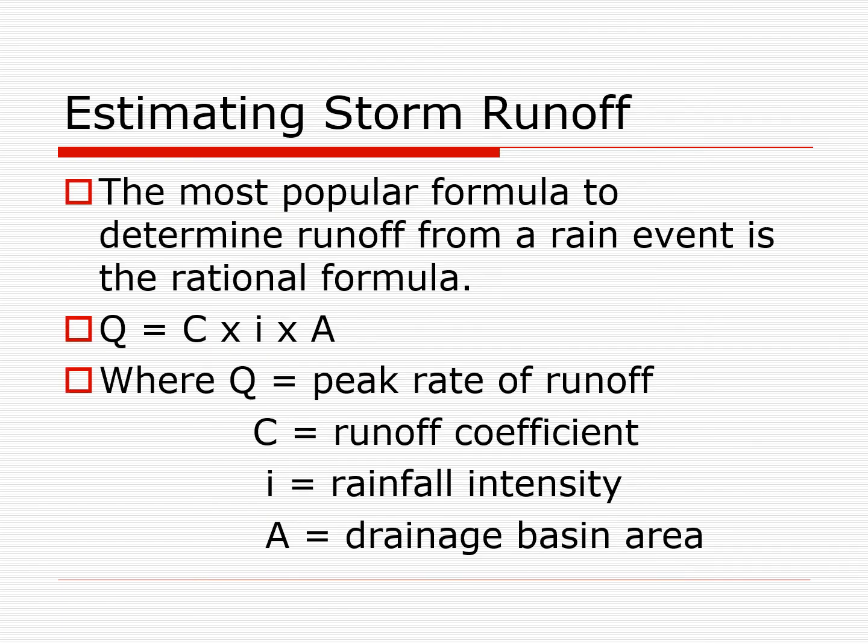So to estimate the amount of storm runoff, the most popular formula is something called the rational formula. And the rational formula is given by Q is equal to C times I times A. So Q is the peak rate of runoff. C is something called the runoff coefficient. I is the rainfall intensity. And A is the drainage basin area.